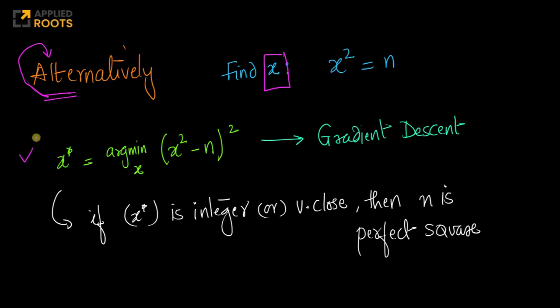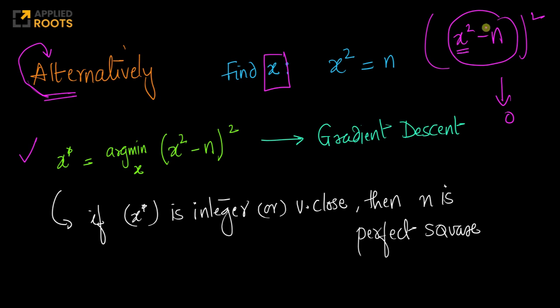Now, how do I write it as an optimization problem? If I try to write it as a loss, I want to find an x such that x square minus n, the absolute value of it, or the squared value of this, is as small as possible. Because this squared value will always be positive, the minimum value will be 0. And when it is 0, I know that x is nothing but the square root of n.